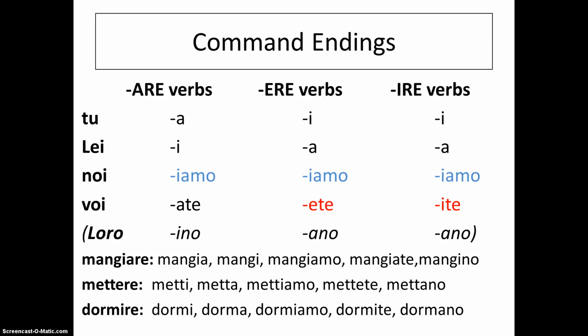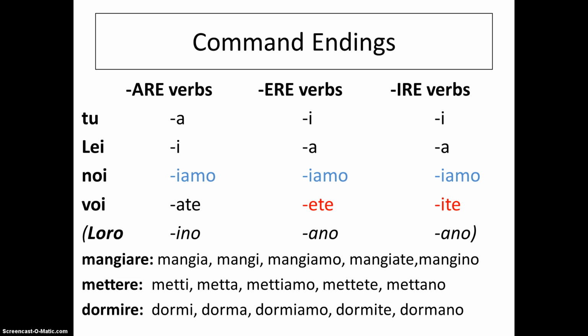The endings for regular verbs in the command form are as follows. For -are verbs: a, i, iamo, ate, ino. For -ere verbs: i, a, iamo, ete, ano. For -ire verbs: i, a, iamo, ite, ano. Notice that the -ere and -ire verb endings are identical except in the voi form, where you see ete for -ere verbs and ite for -ire verbs.